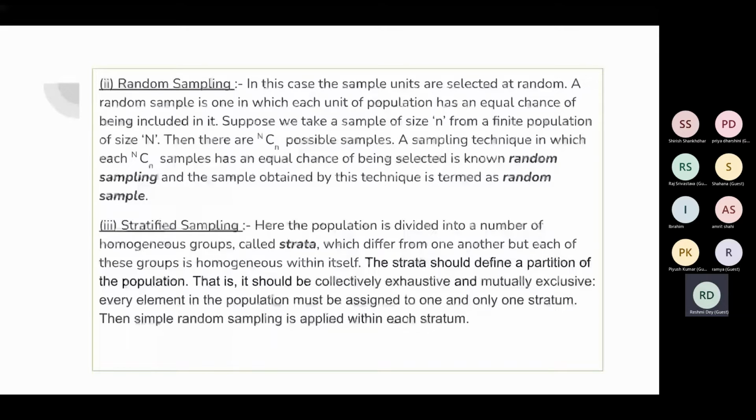So then we divide the population into strata, which differ from one another, but each of these groups is homogeneous within itself. The strata should define a partition of the population, that is, it should be collectively exhaustive and mutually exclusive. Suppose in the previous example, there's a class of students who are 20 years old and are taking physics. If I'm putting student 1 in strata 1, that student 1 will only belong to strata 1. It cannot belong to strata 2 or strata 3.